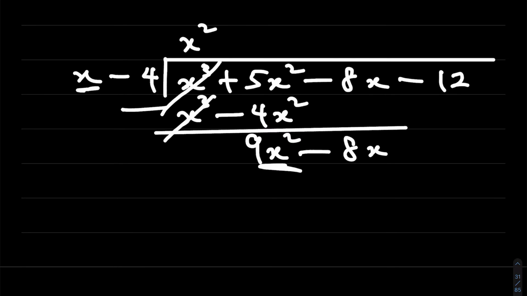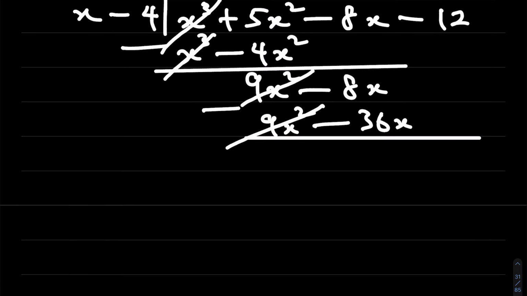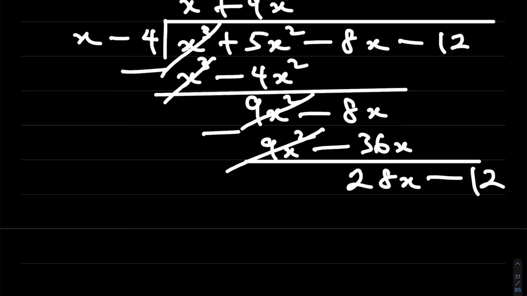9x squared divided by x is 9x, and then we multiply: x times 9x is 9x squared, minus 4 times 9x is minus 36x. We subtract again. 9x squared minus 9x squared is 0. Minus 8x plus 36x is 28x. Bring down the next term, which is minus 12.